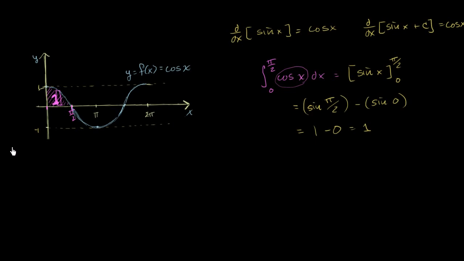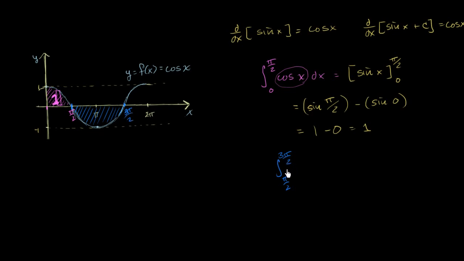Now let's do something interesting. Let's think about the area under the curve between, let's say, pi over 2 and 3 pi over 2. So between here and here. So we're talking about this area, that area right over here. This is 3 pi over 2.